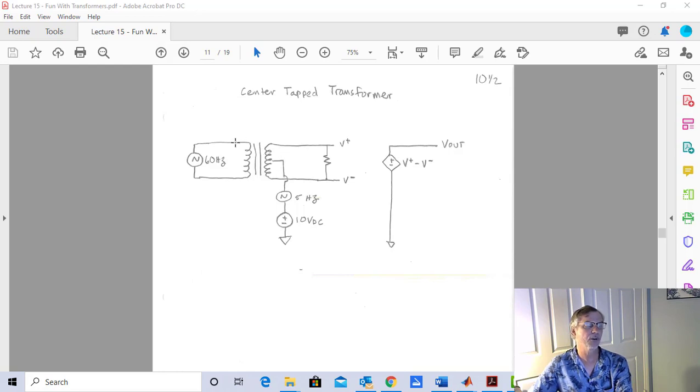How about over here? I have no idea. We're not coupled over there. We have no DC coupling. But I'm 10 volts everywhere in here.